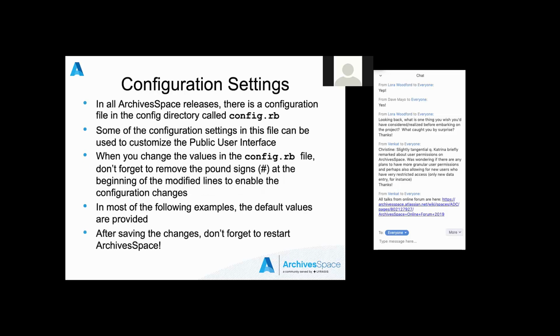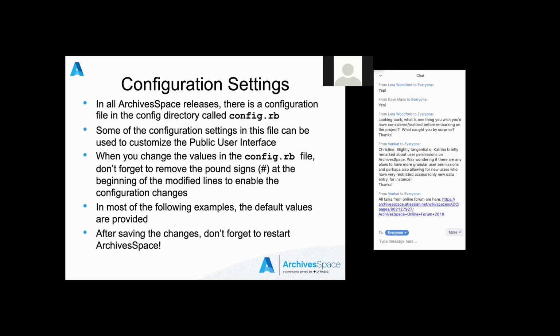So here goes. All right, configuration settings. In all ArchivesSpace releases, there's a configuration file in the config directory, and that file is called config.rb. There are a bunch of configuration settings in this file, and some of them can be used to customize the public user interface.